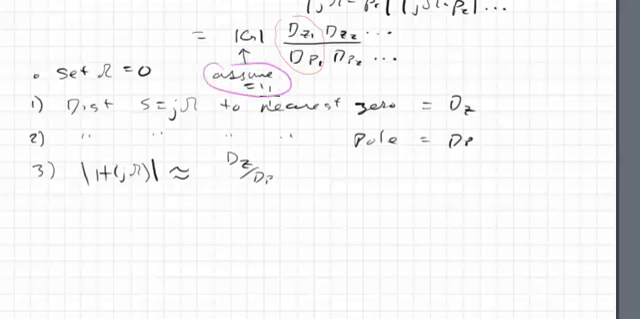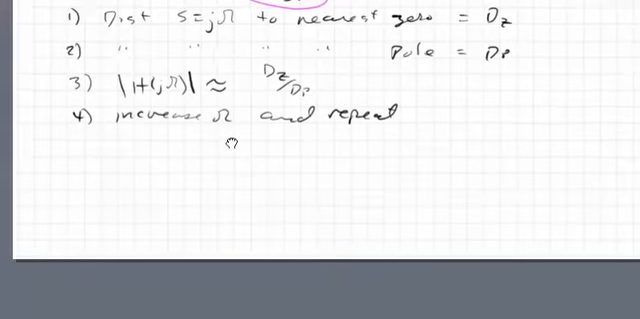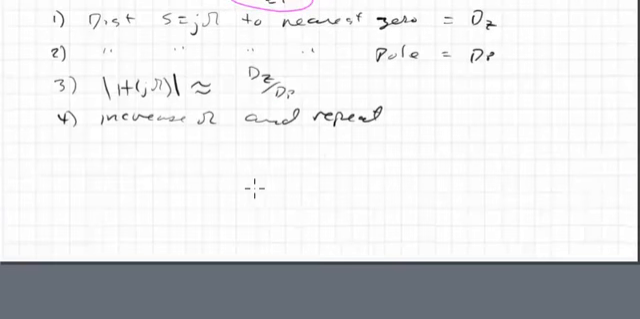We're really interested in the shape of the frequency response more than anything when we do this sort of analysis. Once we have this value for this frequency, then we increase omega a little bit and repeat. So we're just going to look at this ratio as we increase the frequency along the j omega axis.